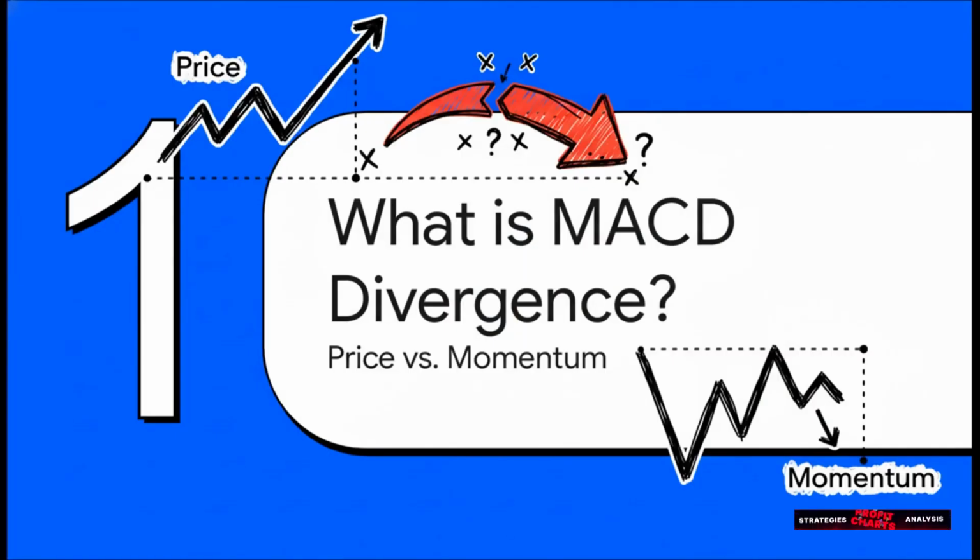So, what is MACD divergence? At its heart, it's this incredibly powerful signal that pops up when the price chart and the MACD indicator start telling you two completely different stories. It's a fundamental disagreement between price and momentum.